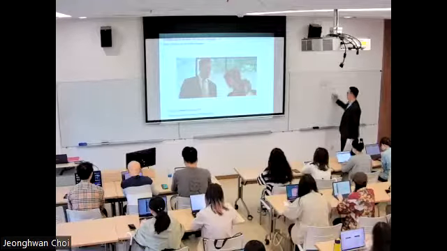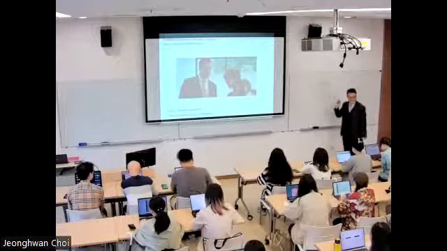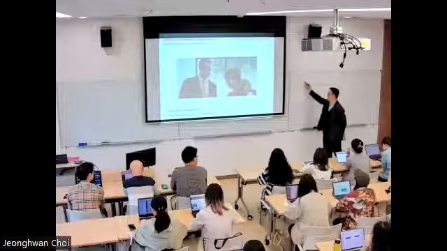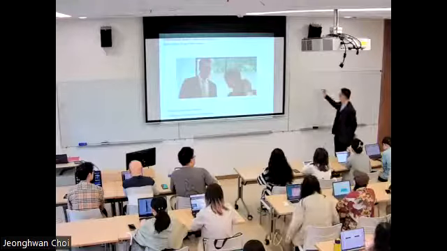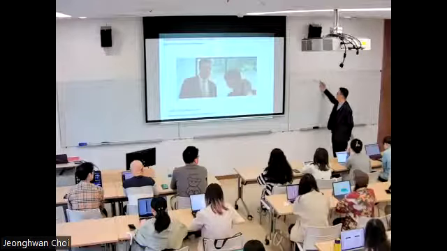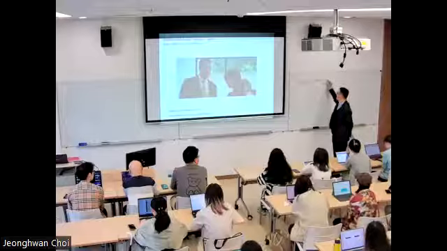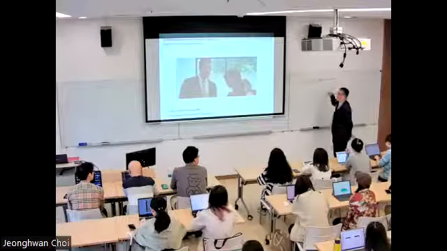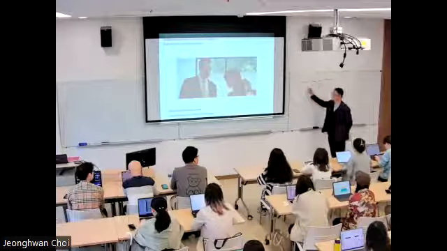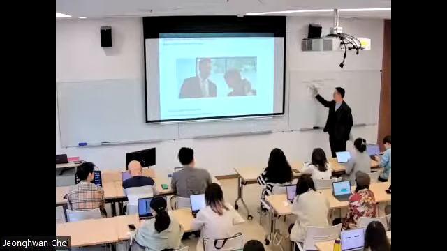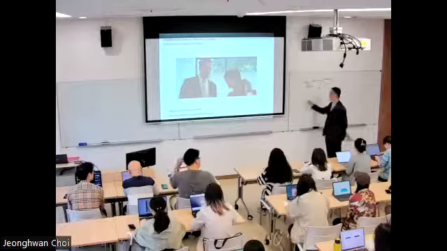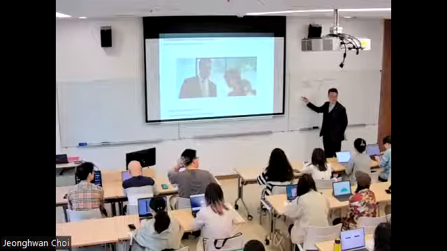10%, 20%, and 70%. Do you remember? The 10-20-70 rule. 10% of learning comes from structured learning, 20% of learning comes from others, and 70% of learning comes from your learning by doing.